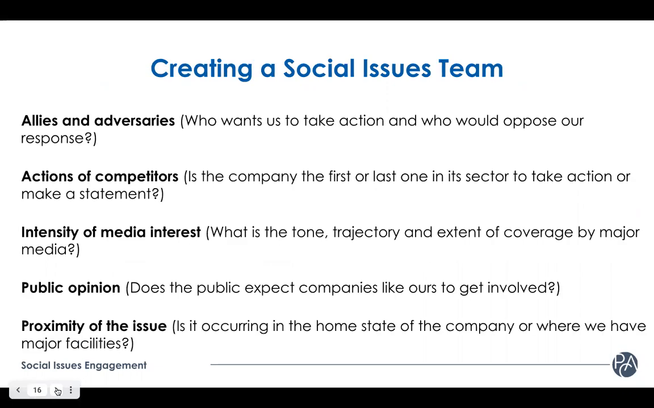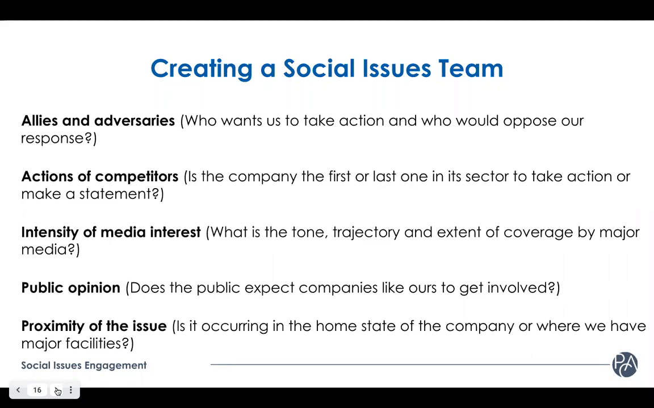Allies and adversaries, again, need to be taken into account in these meetings. Who would want us to take action? Who would oppose our response? I get this question a lot. If we come out on this issue, if we start to make a statement, if we start to engage on this issue and maybe lobby on it, we're going to have opposition, and this is really important opposition. Maybe it's the governor in the state that we operate in the most or have our headquarters in. That all needs to be considered.